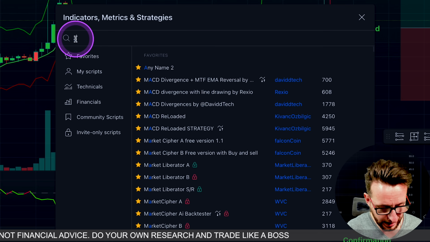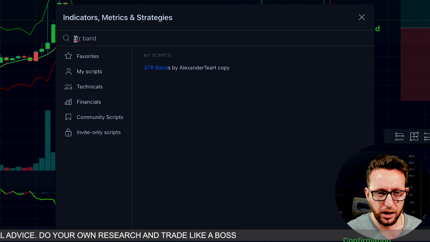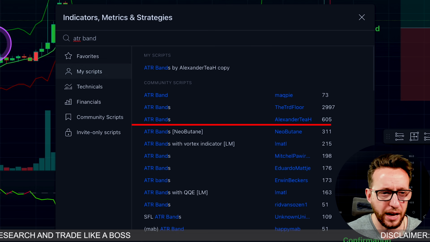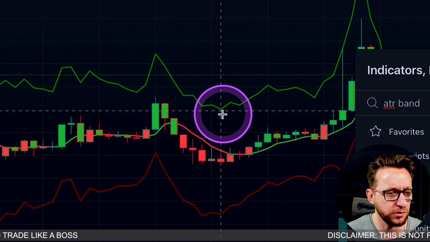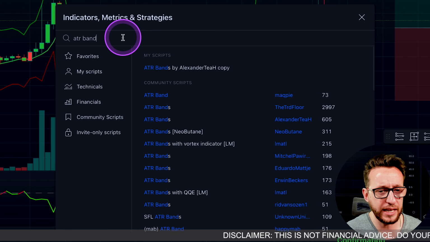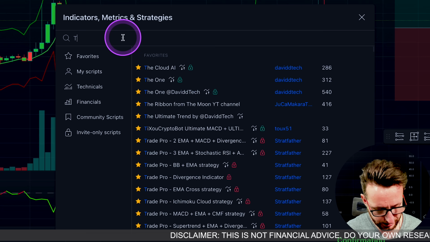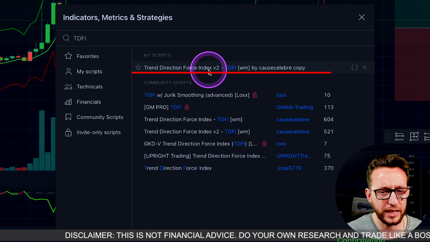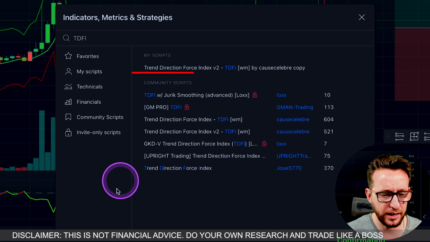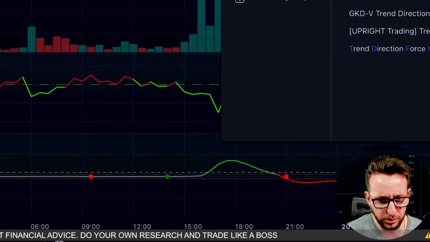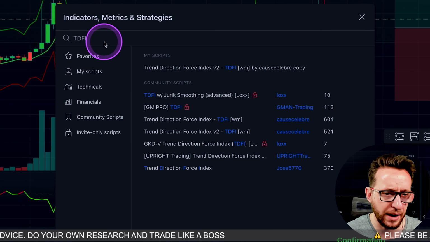I also have the ATR Bands, and I like the T Alexander T here, which is the one we have on our screen, this green and red band below our price action. We also have the TDFI, which is the trend direction force index, and this one is down here, which you can see the little red and green dots on at the bottom. It's a confirmation indicator. I'll be going over that one as well.